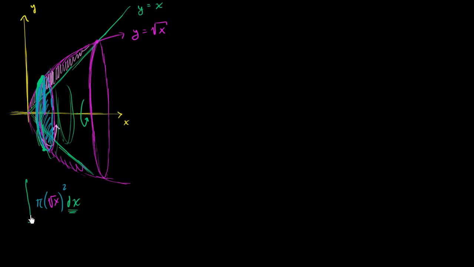But we have to figure out our boundaries of integration. So what are our boundaries of integration? What are the two points right over here where they intersect? Well, we could just set these two things equal to each other. If you just said x is equal to square root of x, when does x equal square root of x?